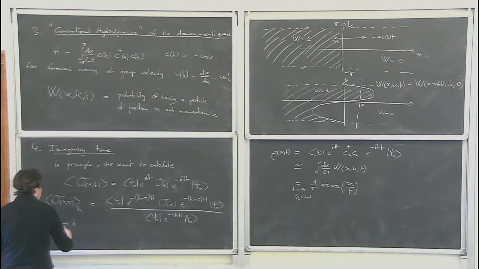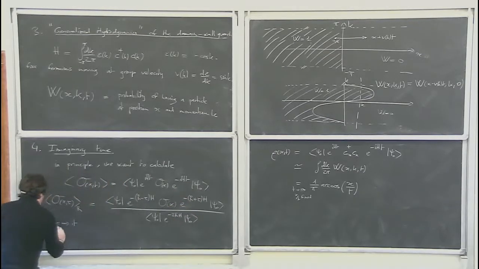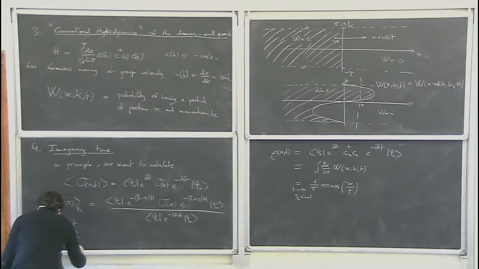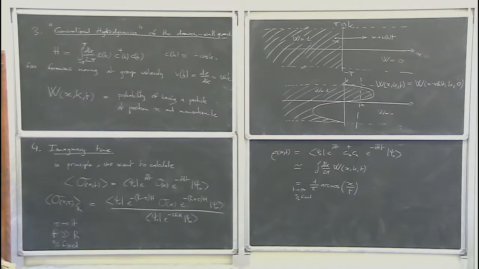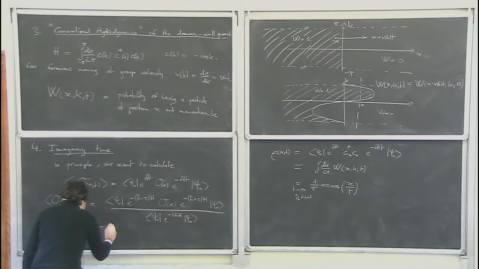And then at the very end of the calculation, we will take tau to it, so that this becomes this, and then r to 0, or maybe not r to 0, but tau much larger than r, t much larger than r, and x over t fixed. But when we work in imaginary time, tau has to be between r and minus r.